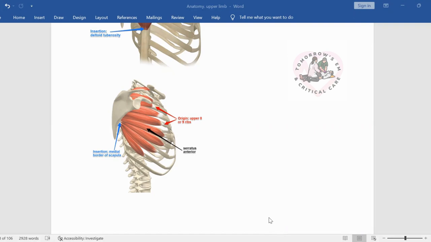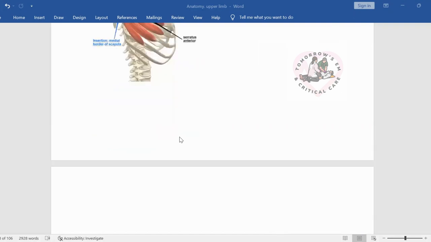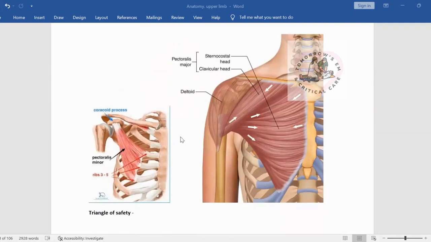Okay, fine. So insertion, where? Serratus anterior: scapula medial border. Fine. Now come to the pectoralis major muscle. Origin?